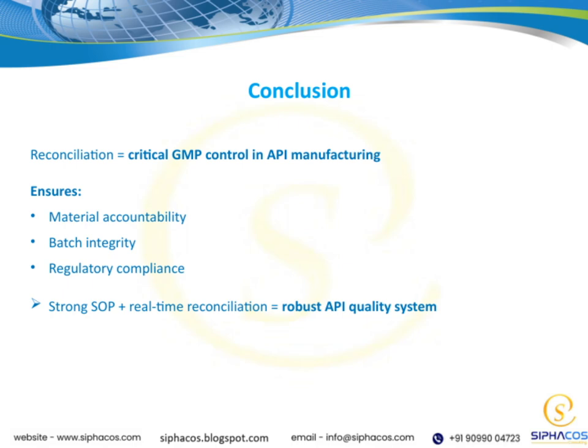Now, the key to making this work effectively is having strong standard operating procedures, or SOPs, paired with real-time reconciliation. When these elements are in place, they form the backbone of a robust API quality system. This system not only helps us prevent errors and deviations, but also ensures the highest quality and safety for the final product. So, in the bigger picture, reconciliation is really about integrating controls and oversight seamlessly into our manufacturing process, which ultimately supports consistent quality and regulatory adherence.